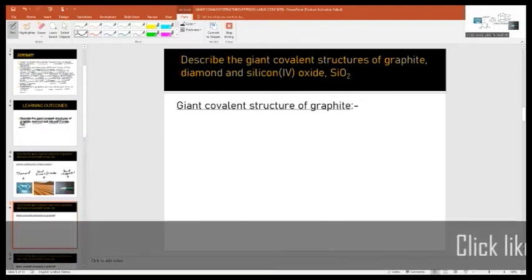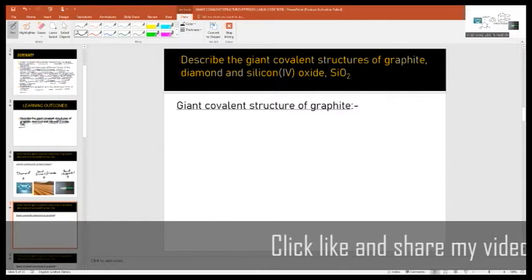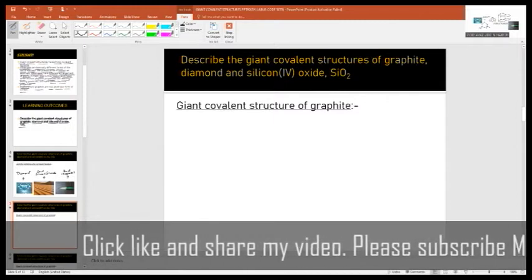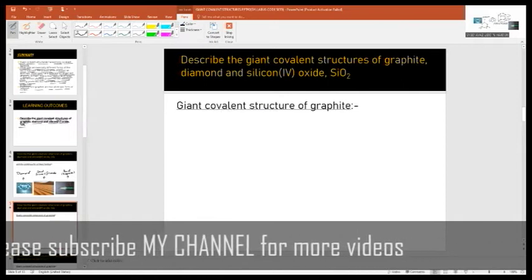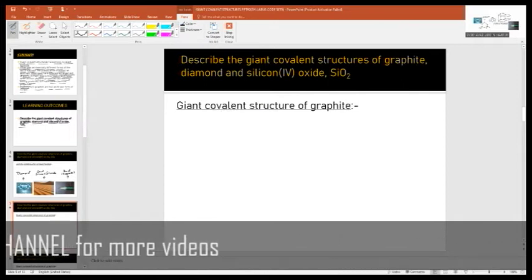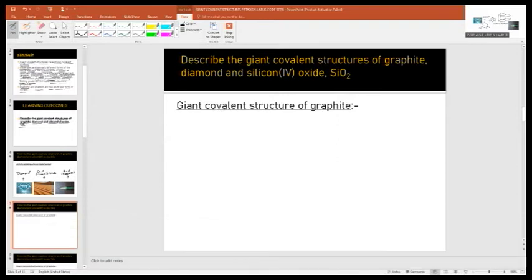Giant covalent structure of graphite. Graphite has a layered structure. Each carbon atom uses 3 of its electrons to form single bonds to its 3 close neighbors. The 4th electron in each carbon atom is free or mobile. So we can write: each carbon is covalently attached with 3 other carbon atoms in a hexagonal ring in a giant crystal lattice.